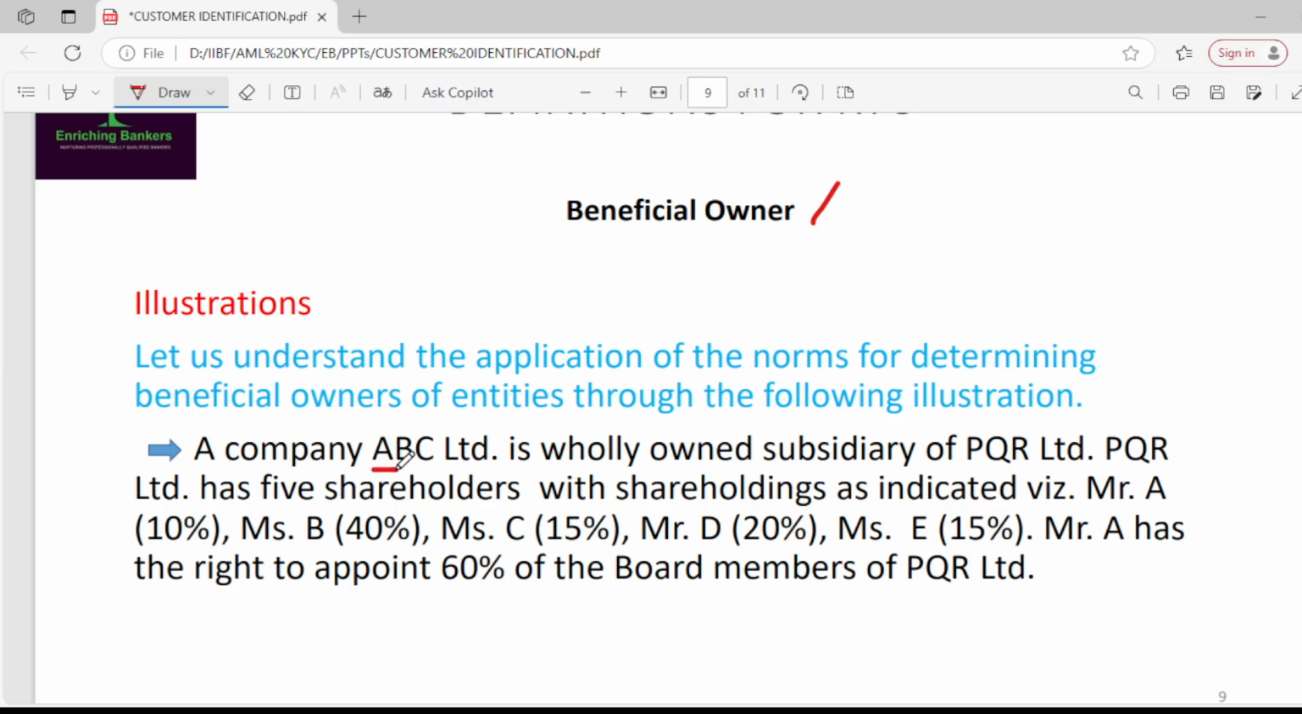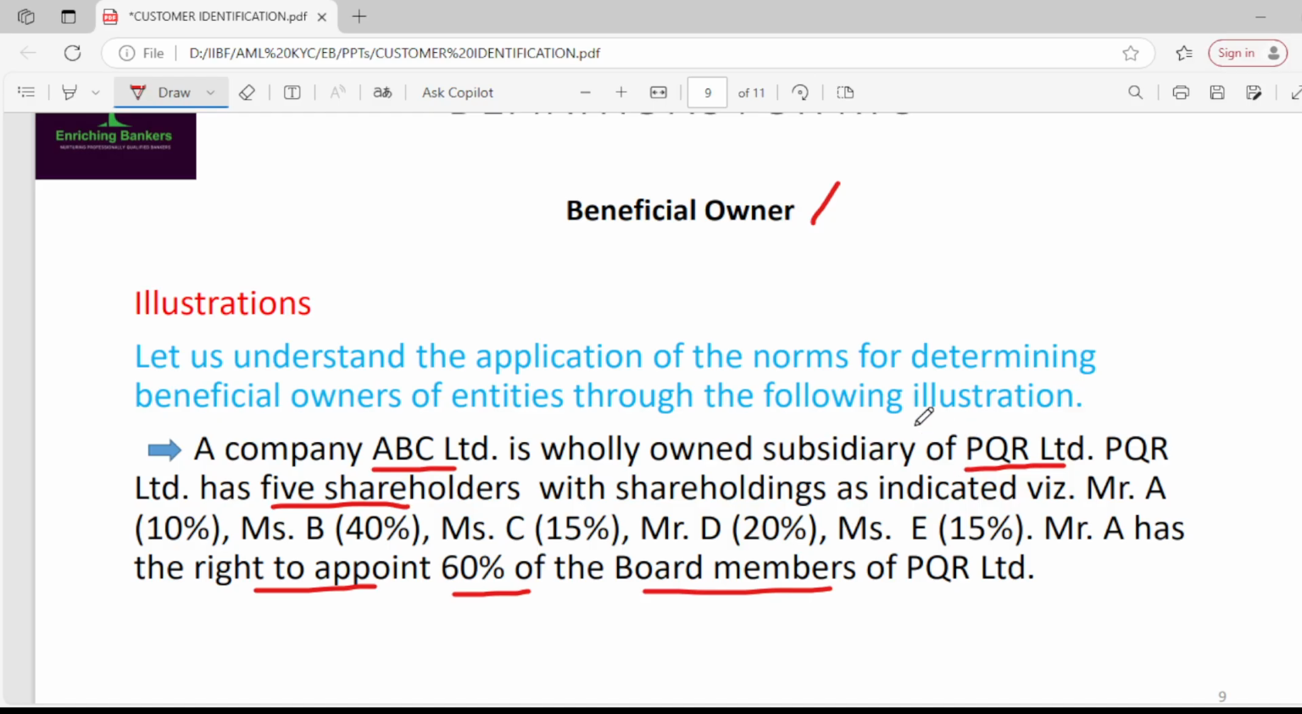A company ABC Limited is a wholly owned subsidiary of PQR Limited. PQR Limited has 5 shareholders with shareholdings as indicated: Mr. A 10%, Mrs. B 40%, Mrs. C 15%, Mr. D 20% and Mrs. E 15%. Mr. A has right to appoint 60% of the board of members of PQR Limited. So this is the illustration.